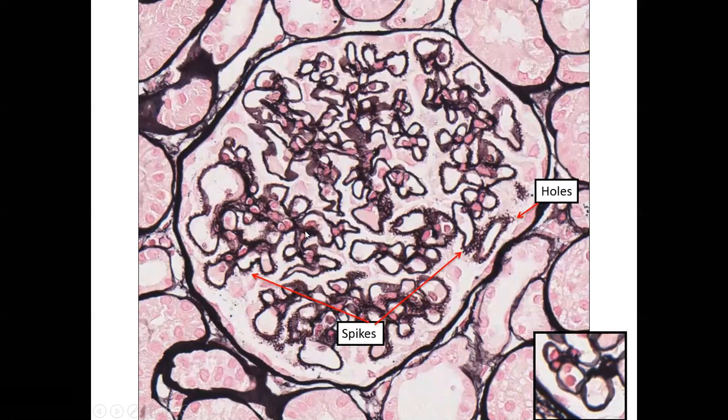And if we look out in this glomerulus, we have all of these little projections, and they're all going towards the podocyte. And remember, the podocyte is an epithelial cell, so we call them subepithelial spikes. So here's another, you can see the podocyte nucleus, and you can see all these spike-like projections going towards the podocyte. And then what's a hole?